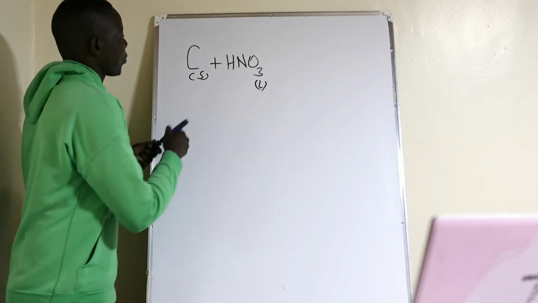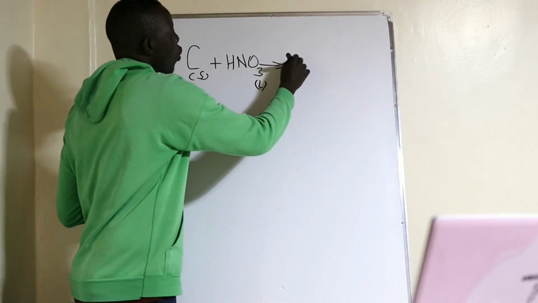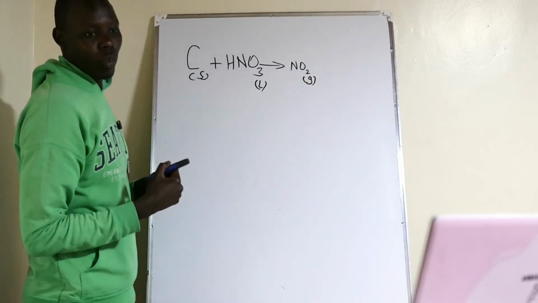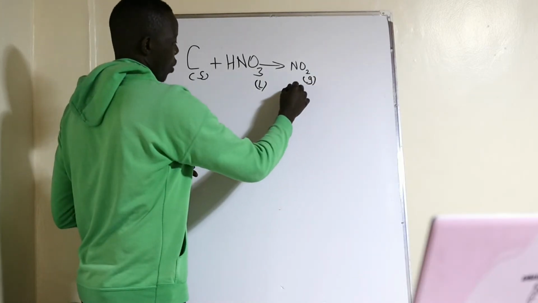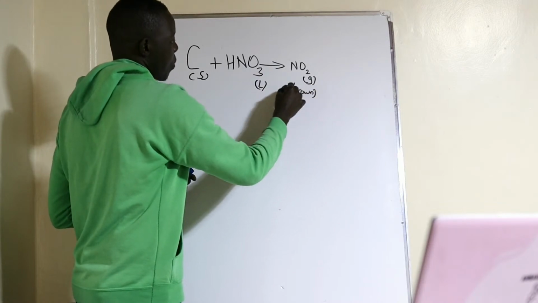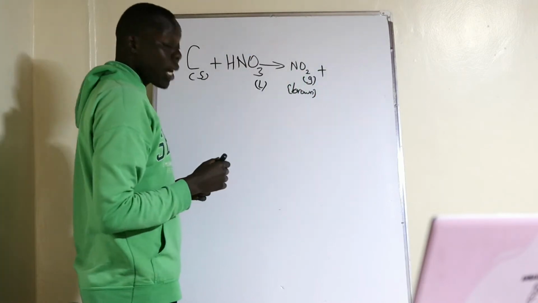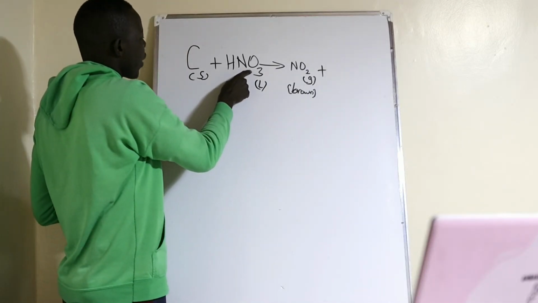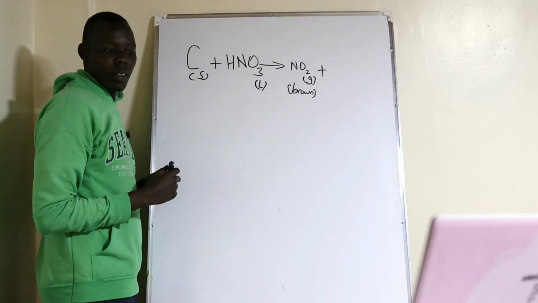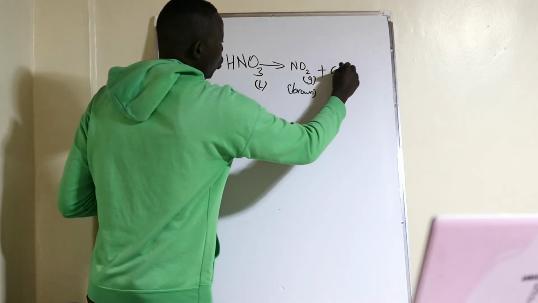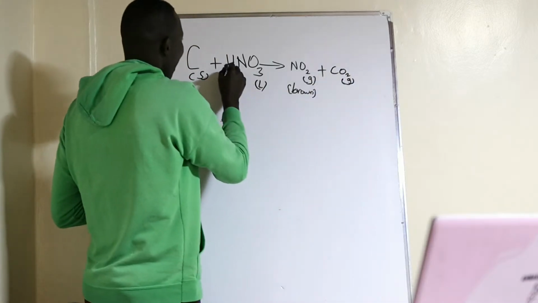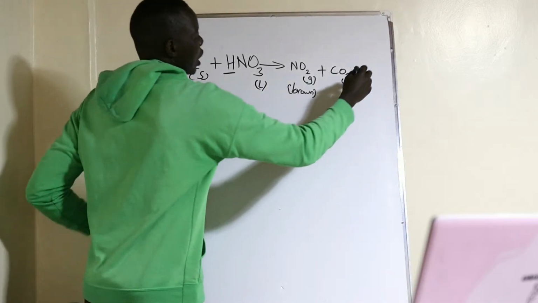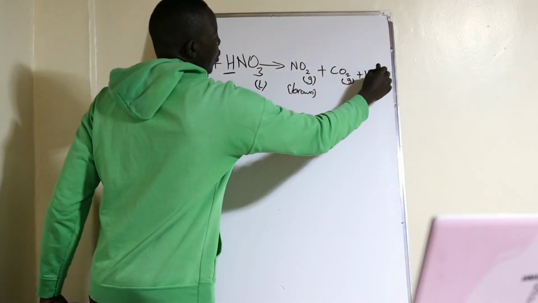Now, it's going to give us NO2 gas. NO2 is known as nitrogen(IV) oxide gas, and it is brown in color. Plus, since we have NO2 and we have carbon, what comes to your mind? There's another gas formed, which is CO2. Then we have hydrogen remaining, and oxygen, to give us water, a liquid.